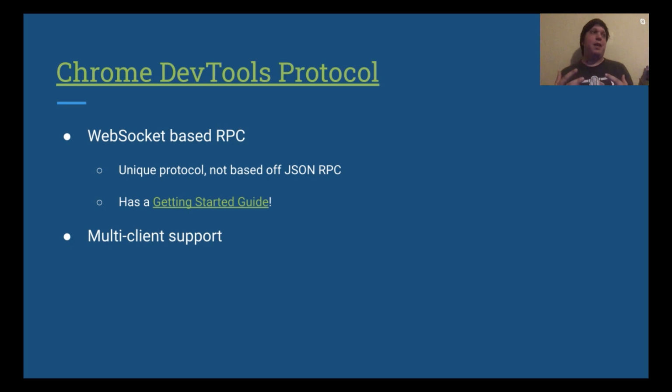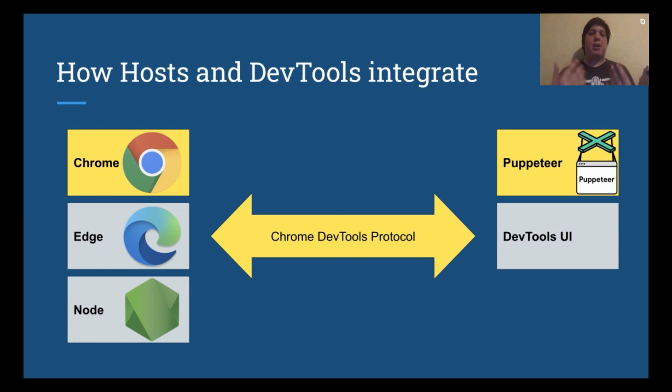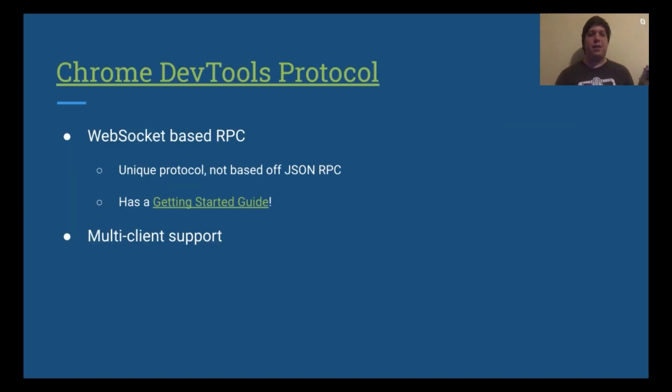The other interesting thing is, unlike a bunch of debugging protocols, this allows you to have multiple clients access it. So when you have Puppeteer talking to Chrome, you can actually also open up the Chrome DevTools UI. So we can get into situations where we're not only interacting with things via a programming language, but we still have access to this a little bit easier to understand user interface of what's going on.